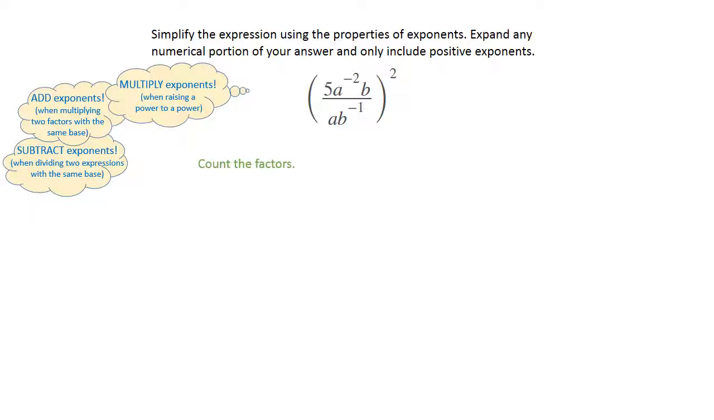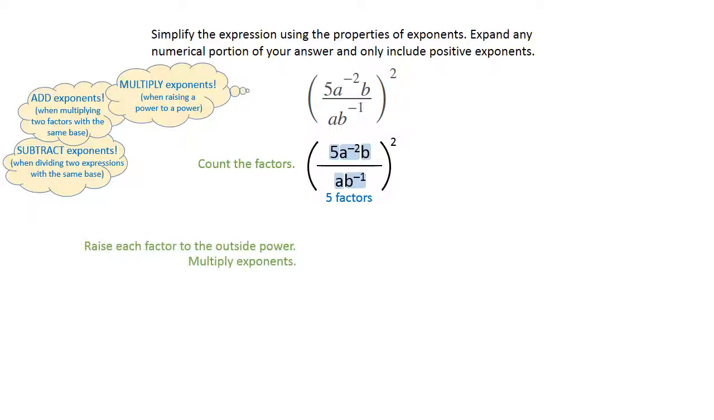Let's count the factors. In the original expression, if you look inside the parentheses and you start with the 5, remember everything is independent inside those parentheses. There's 1, 2, 3, 4, 5 for a total of 5 factors. Each one of those factors has to be raised to that second power. So we're going to raise each factor to the outside power, and when we do that, if we run across some exponents, we're going to multiply them.